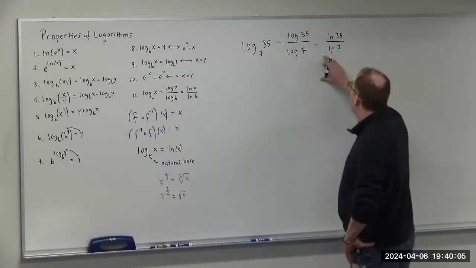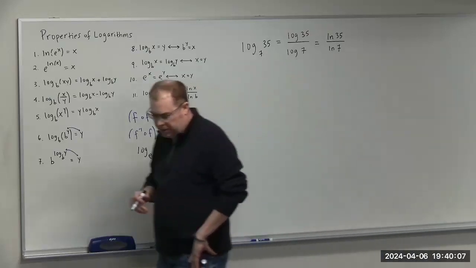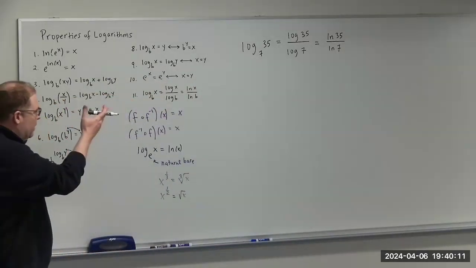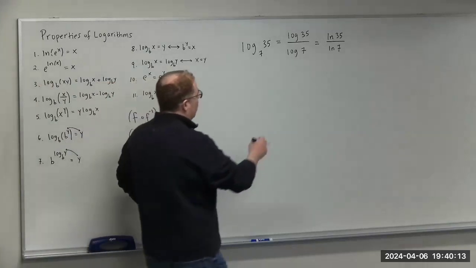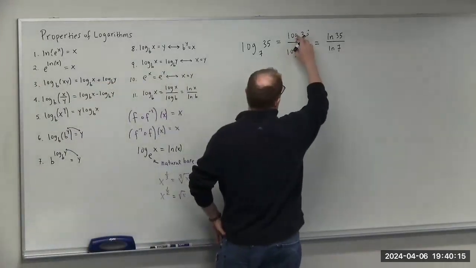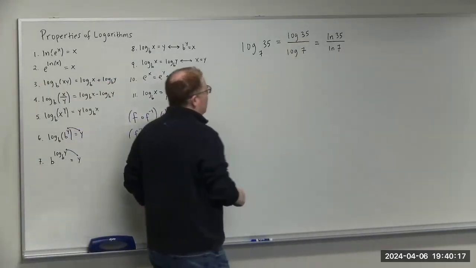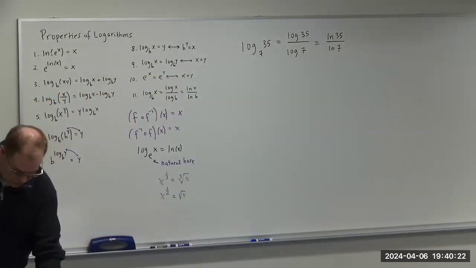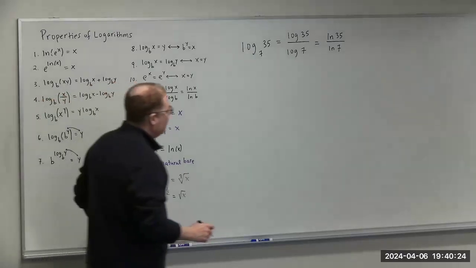So given this, on your calculator, you just type in whatever. If you want to use log, remember, if there's no number here, this is assuming you're using base 10. Or you want to use natural log. Okay, so this works out to be approximately 1.8271.